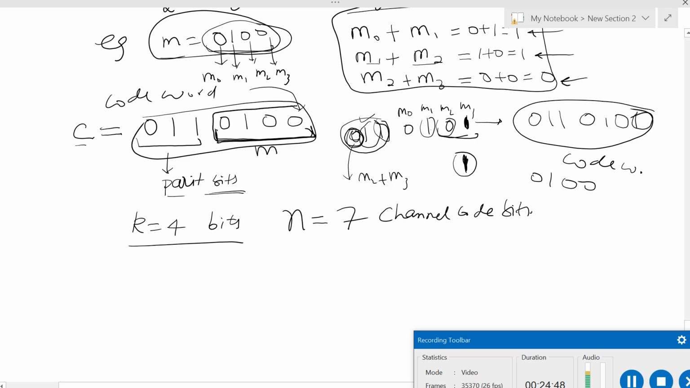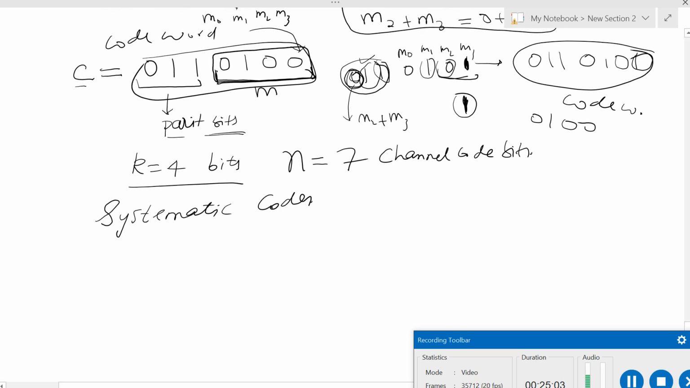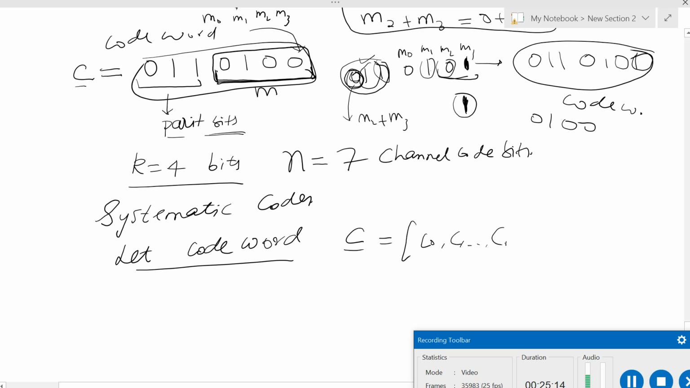These 4 bits are message bits also. Such codes which contain message bits as it is, as a part of code, are called systematic codes. Okay. Now let the code, we call it code word also, C equal to C0, C1 up to Cn minus 1. Okay. So it's an n length vector.